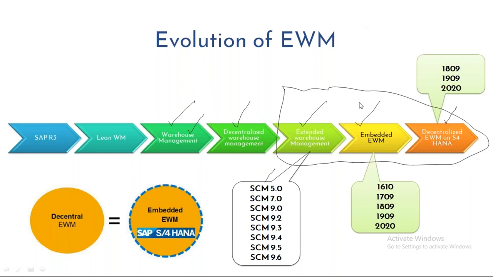Right. So that's why, as I mentioned, this decentralized EWM, which is nothing but this one and this one, both are almost the same. So this picture depicts that. It is only the server which we are using that is different. Earlier, we were using the SCM server. Now, instead of using the SCM server, we are using the S4HANA server. That's all. That is the difference. Core concept will remain almost the same. And in our training, we are going to use the 2020 version, the latest version, 2020.